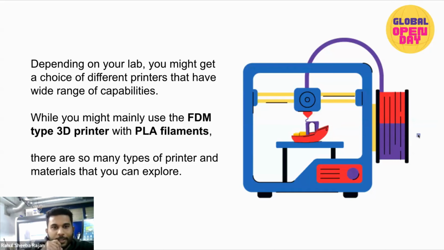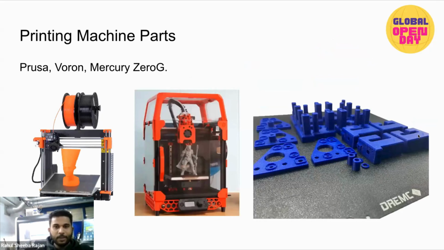Next slide, please. So here we have some of the most common printers. On the left, you see Prusa, which is an interesting printer because most of the parts of the printer can be printed in the printer itself. Then on the second, we have Voron, which started as an open source community project to push the limits of the design and the 3D printing FDM technology.